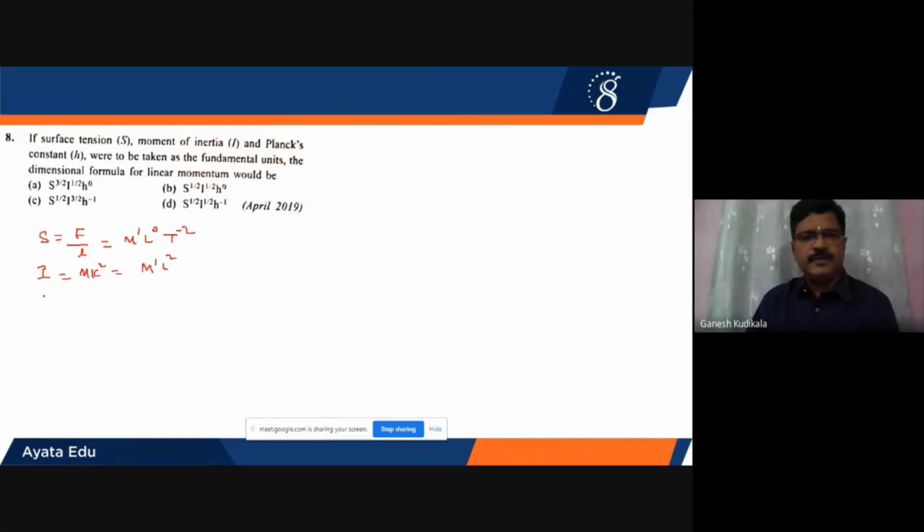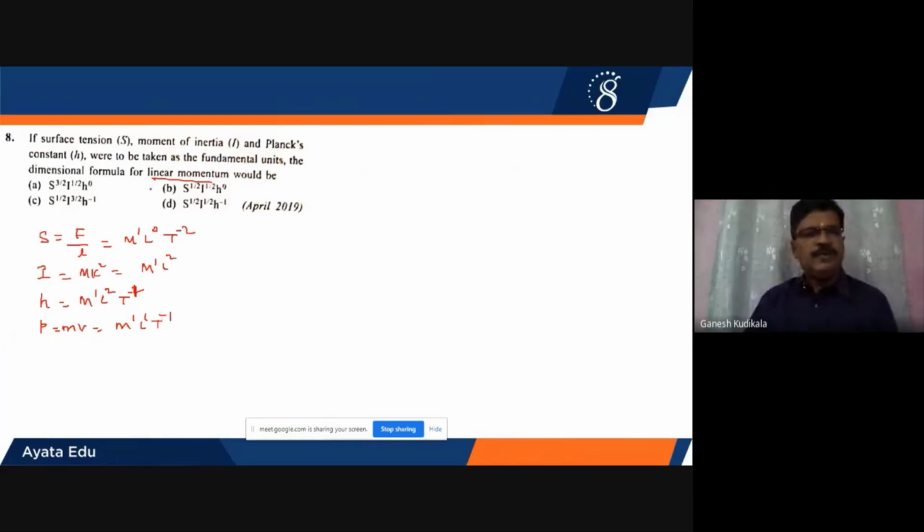Planck's constant, just now we did. It is Planck's constant, H is equal to M to the power of 1, L to the power of 2, T to the power of minus 2, divided by T to the power of minus 1, because it is energy divided by frequency. Energy is M1 L2 T to the power of minus 2, and frequency is T to the power of minus 1. Next is angular momentum. No, linear momentum. Linear momentum formula is P is equal to mv. So M1, and velocity is L1 T to the power of minus 1.